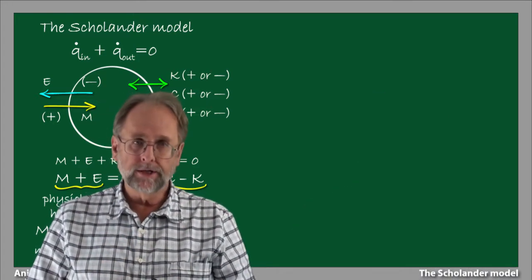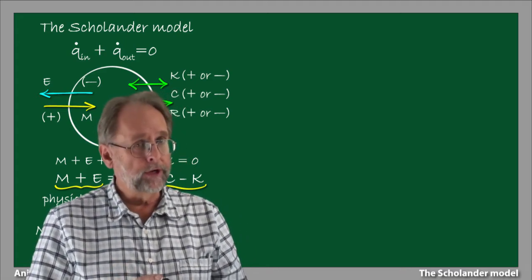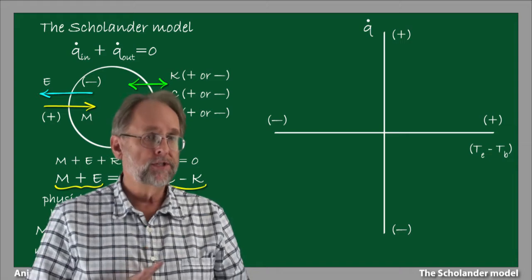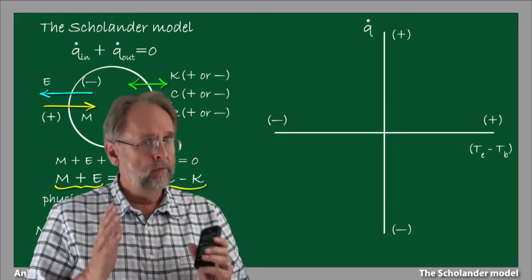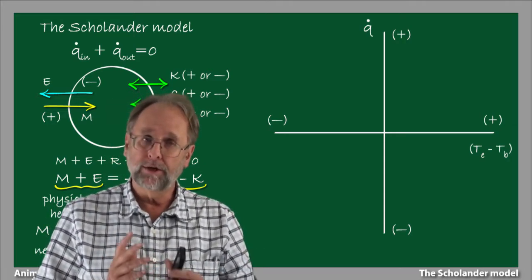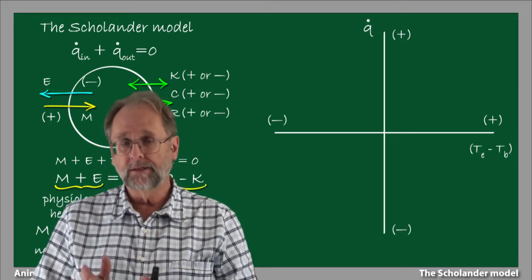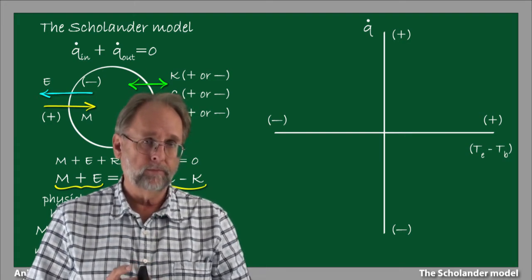Let's now take this equation and recast it in terms of the Fourier's Law analysis we did earlier. Now we plot heat flux, Q dot, versus the difference between environmental and body temperature. Remember that the left half of this axis is the condition where body temperature is warmer than environmental temperature, and the right part of the axis is where environmental temperature is warmer than the body temperature.